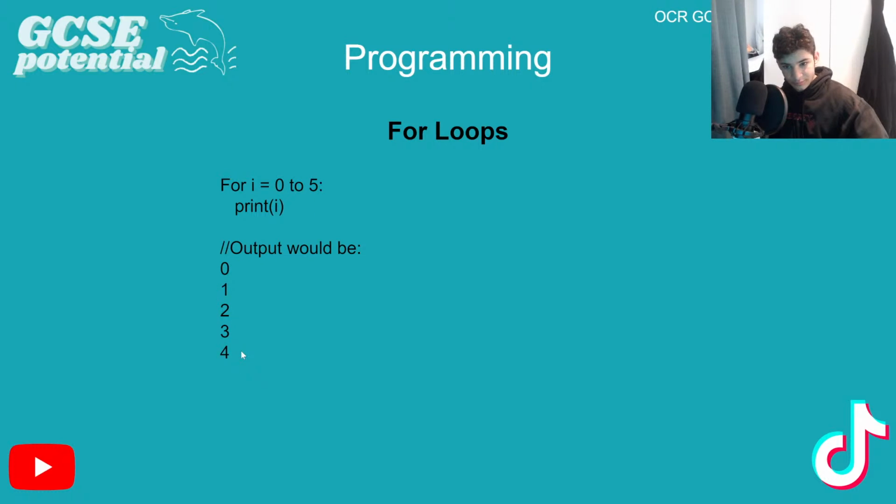Cool. You can also print the i value. So this demonstrates what I was talking about earlier. Each time it loops around, it increases the increment of i. So the i increases by 1. So it starts at 0 and it goes, because it says 0 to 5, it only goes up to 4.